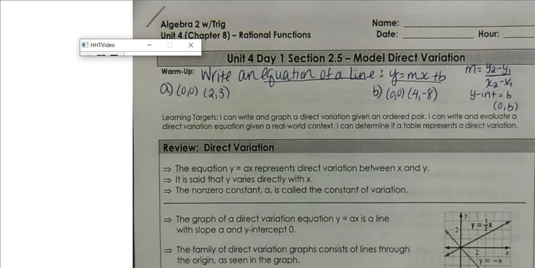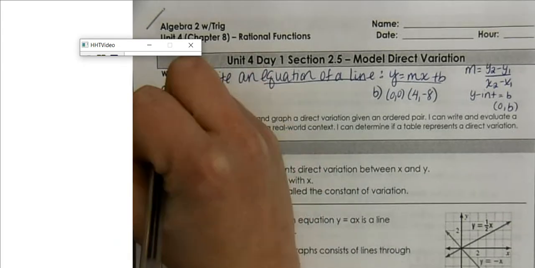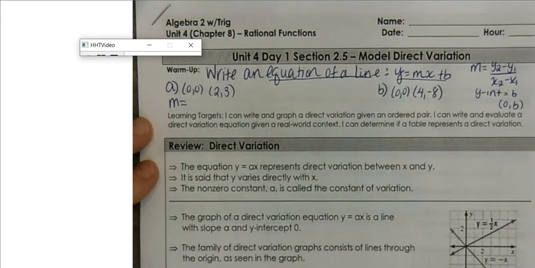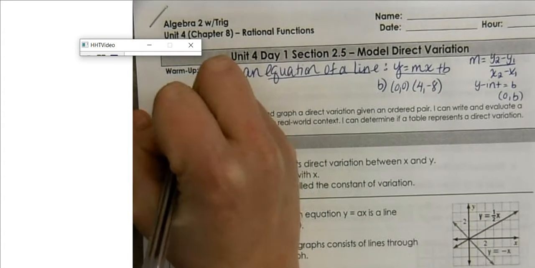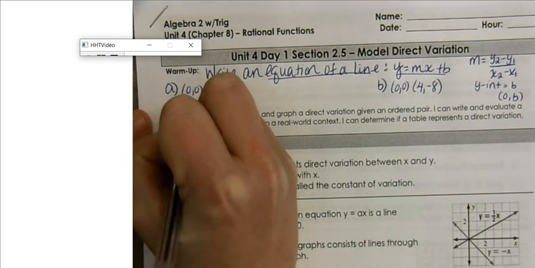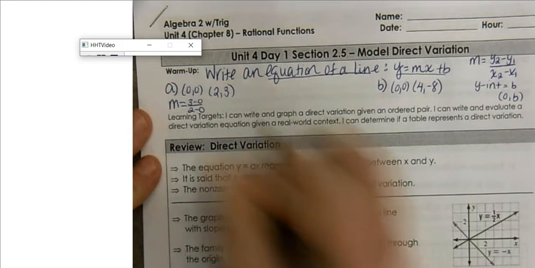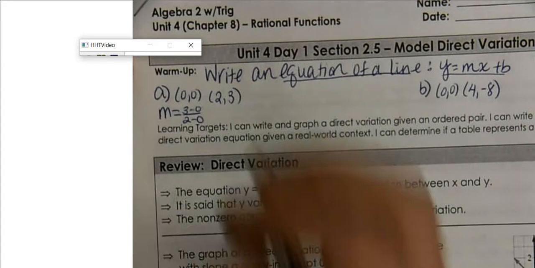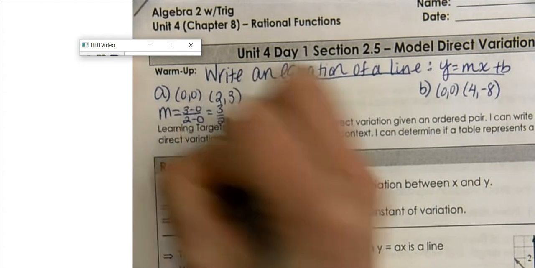All right, let's go ahead and see how well you did. First thing we want to do is identify our slope. In this problem, we're going to take the change in y over the change in x. So I'm going to subtract 3 minus 0 over 2 minus 0, change in y over the change in x. By doing that, we end up with 3 over 2, which is our slope.